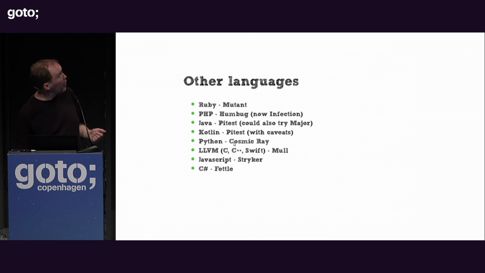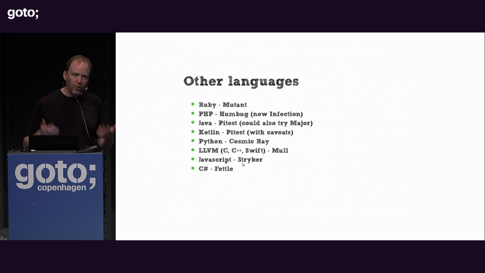Python has a tool called Cosmic Ray. If you're on LLVM, there's a tool called Mull, which seems to be progressing very nicely. That's working with Swift and C and C++. Now, Stryker is quite interesting. That's got quite a lot of traction recently. It's JavaScript, obviously. It's very exciting. I believe that actually the tool is also targeting other languages. I think there's a Scala version of Stryker.